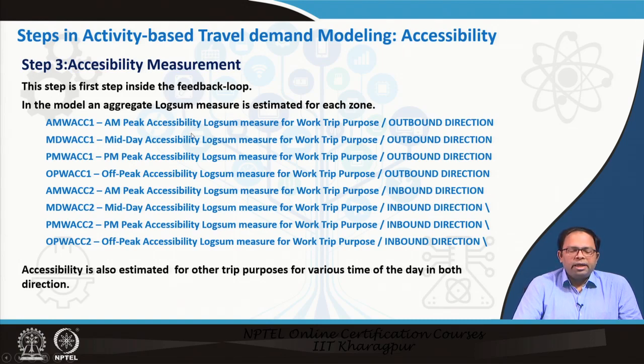And in this particular case, a log sum measure is usually used, but you can always use your own measure. A log sum measure is a composite measure which includes the travel time by different modes, and that gives us how accessible a particular zone is. We have different accessibility measures, and these are all for walk trip purposes. Other purposes could also be considered in case of other kinds of trips. So this is the accessibility that is measured.